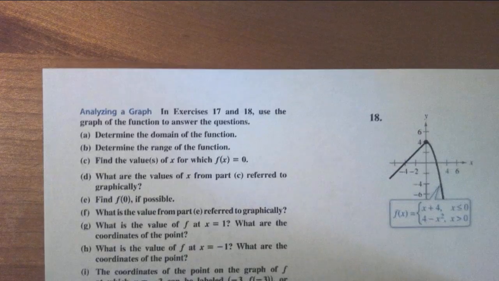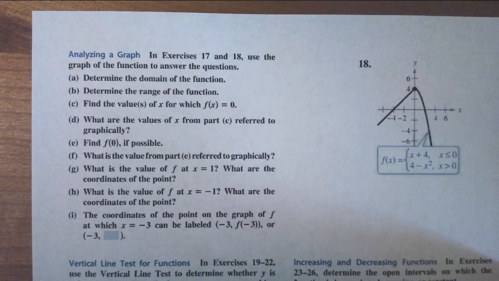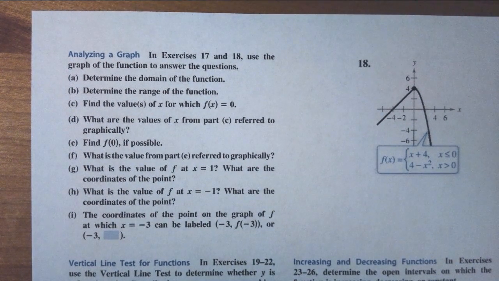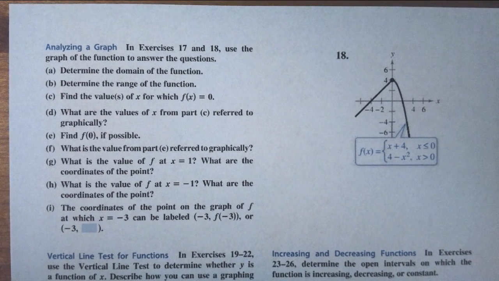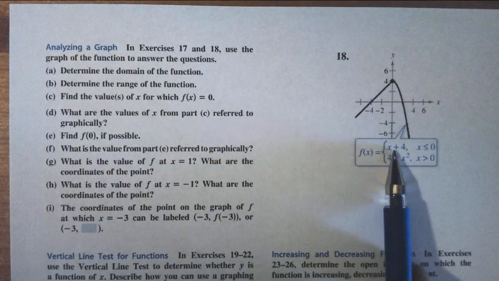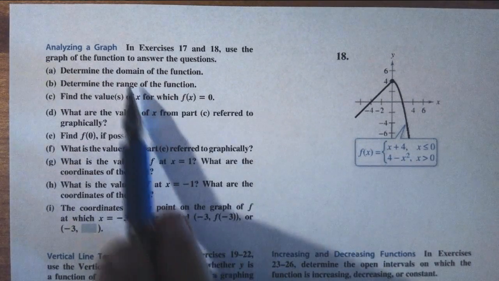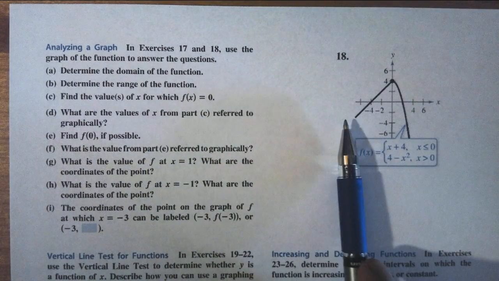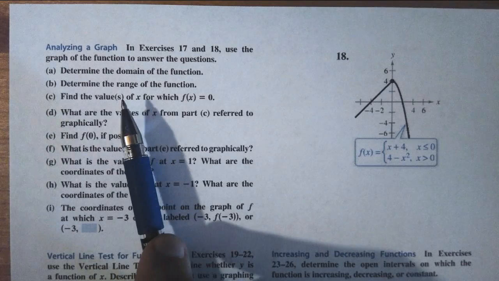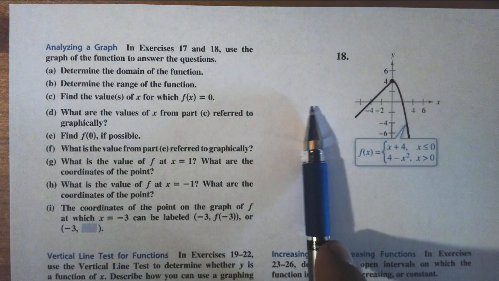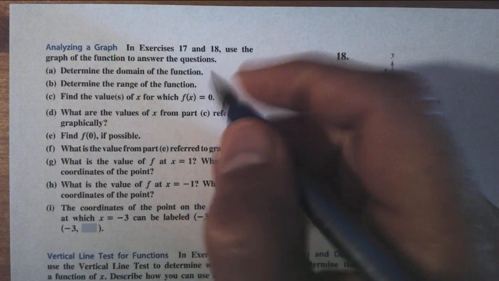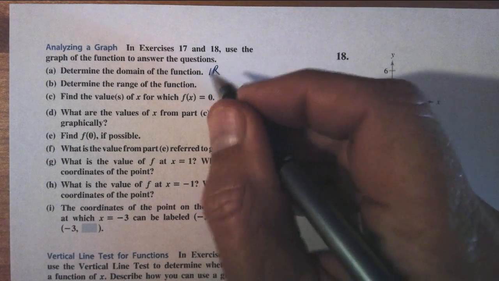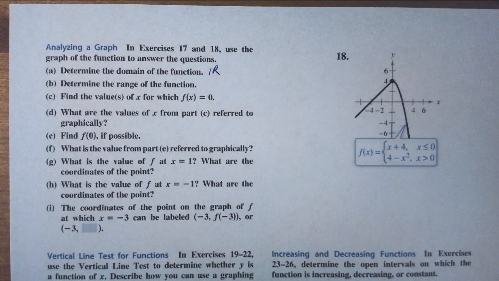Okay, let's continue on. Whole bunch of instructions on this one. We're just going to take it one bite at a time. In exercise 17 and 18, use the graph of the function to answer the question. So we already got this piecewise function. Determine the domain of the function. So domain, again, you see domain, you're scanning left to right. I think the graph's going to exist from negative infinity on forever. So the domain, all reals, is negative infinity to infinity.